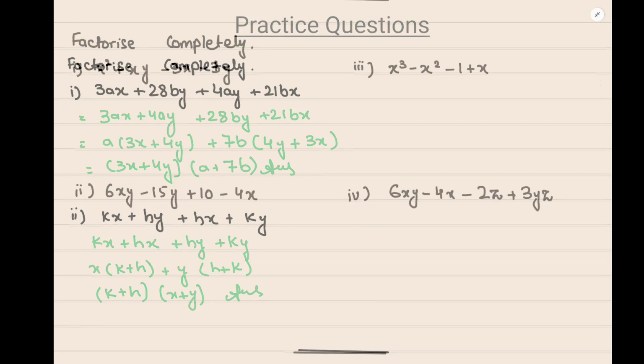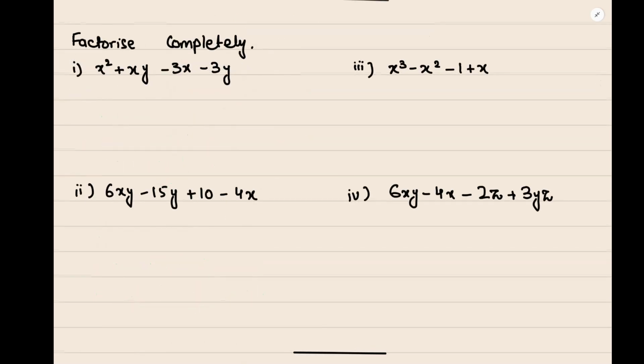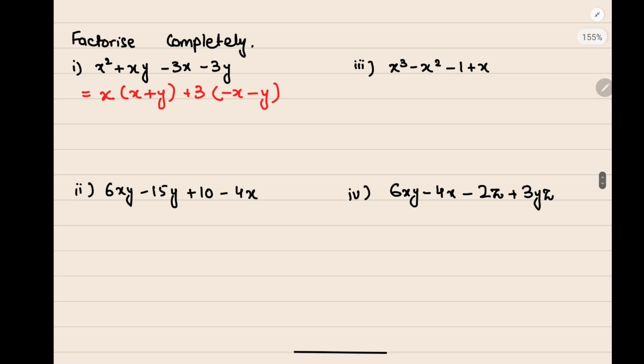These are the answers. Now, in these questions, I'm going to show you the impact of taking a negative common as well. So if I solve the first one, from the first two terms, I can take x common easily. So it would be x plus y. And in the second, I can see that I can take 3 common. So I'm taking a plus 3 common. Now see, if I take plus 3 common, I'll be left with negative x and negative y.